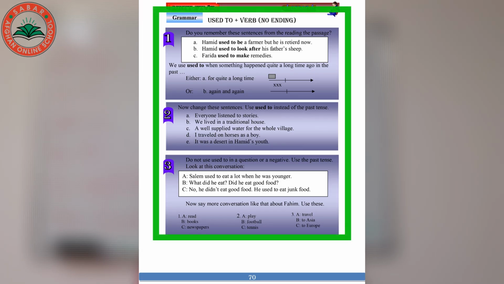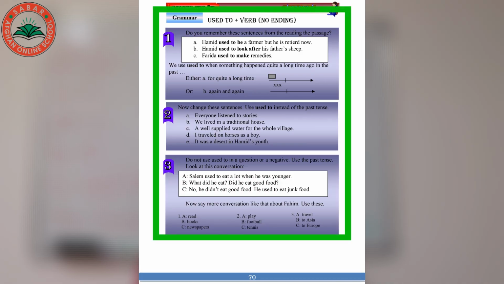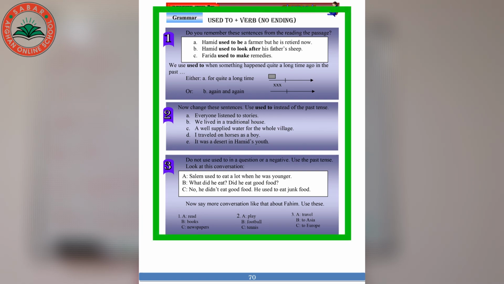So this was the second part. Let's go to number 3, or the third part. Do not use used to in a question or a negative.